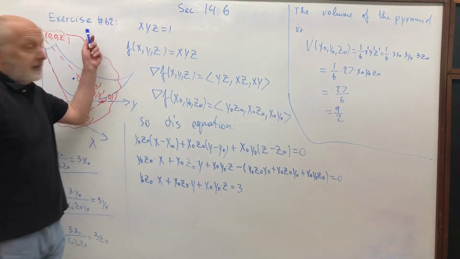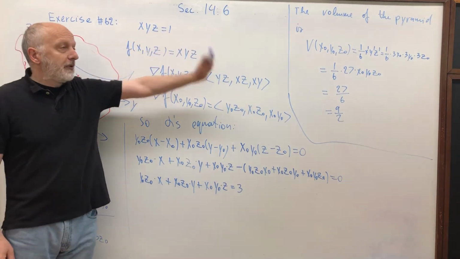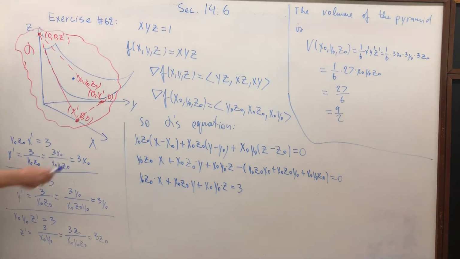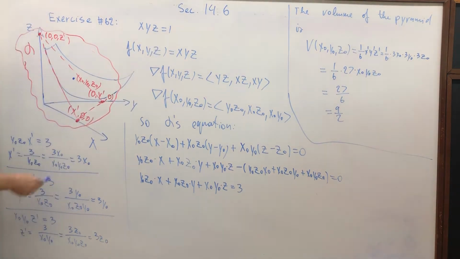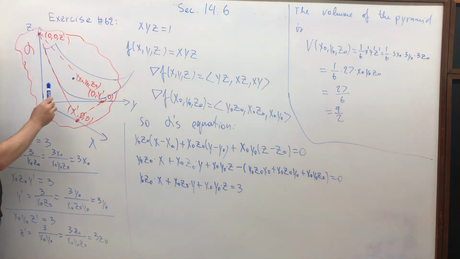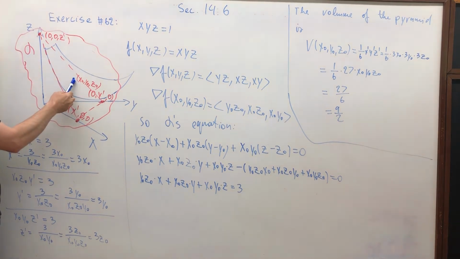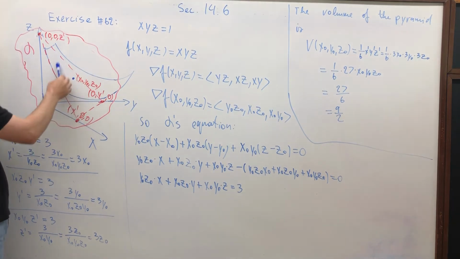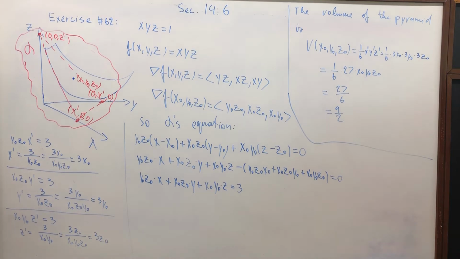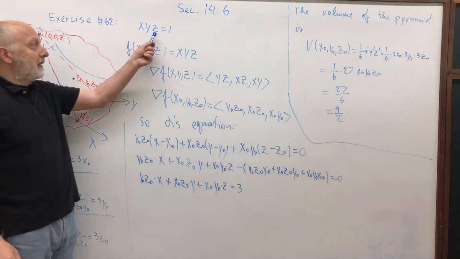Now we will do exercise 62, section 14.6. So the problem is this. We have the surface x times y times z is equal to 1 in the first octant. If we take any point on this surface and take the tangent plane to this surface at this chosen point, it cuts from the first octant a pyramid, and this pyramid's volume is independent of the point we are choosing on this surface. Okay? So we have the surface xyz equals 1.